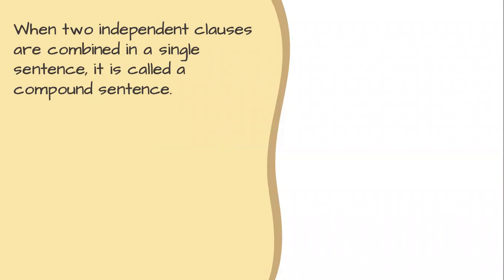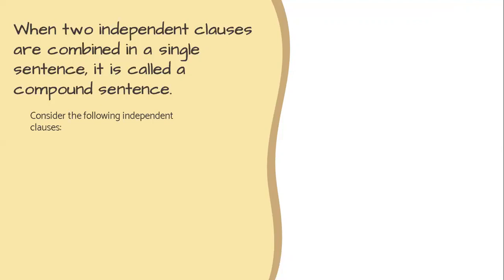When two independent clauses are combined in a single sentence, it is called a compound sentence. A compound sentence is made up of two clauses, both of which are independent. Sometimes we might even have more than two independent clauses inside a compound sentence.